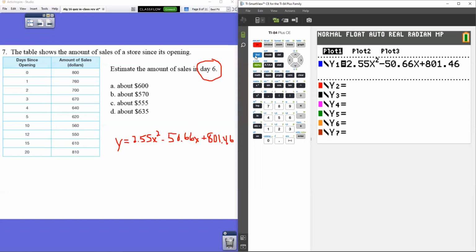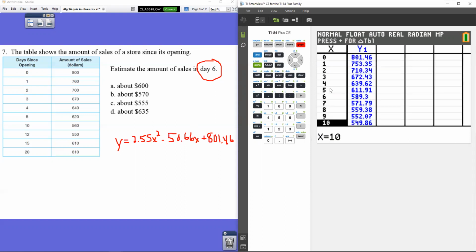And now I'm going to go to second table and pick out number 6. All right, at six, notice that we have 589.3. So looking at our answers, notice it says about. So which one is closest to 589.3? Well, it would be choice A. All the other ones are farther away from it.